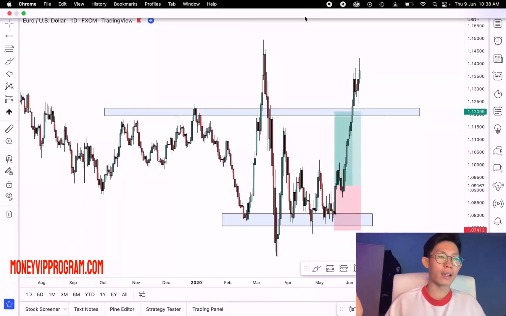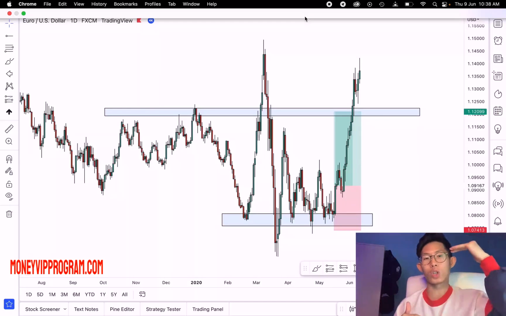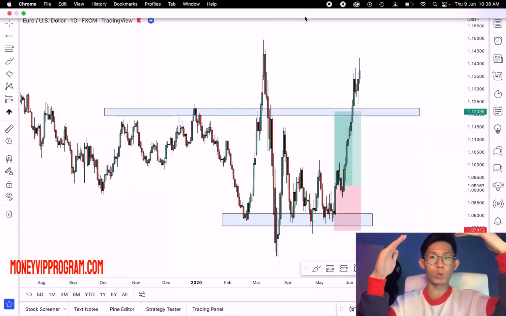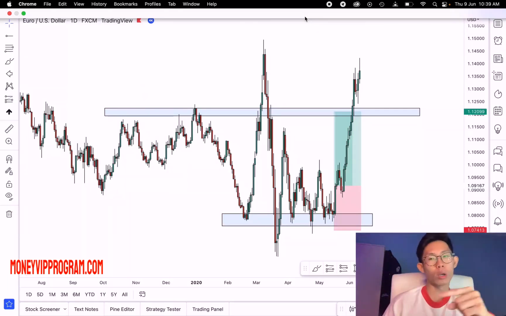So to sum up this entire video, support acts as your floor and resistance is your ceiling. So when price is at the resistance level, you should be looking to sell, and when price is at a support level, you should be looking to buy.